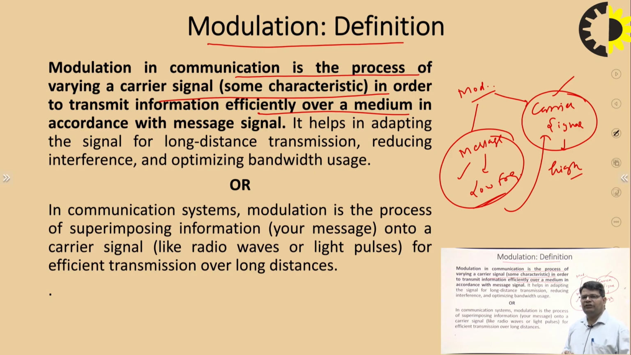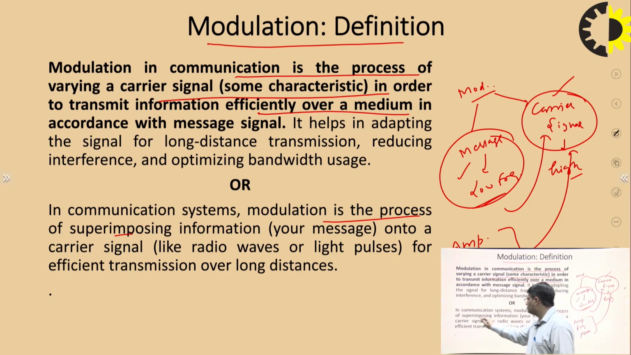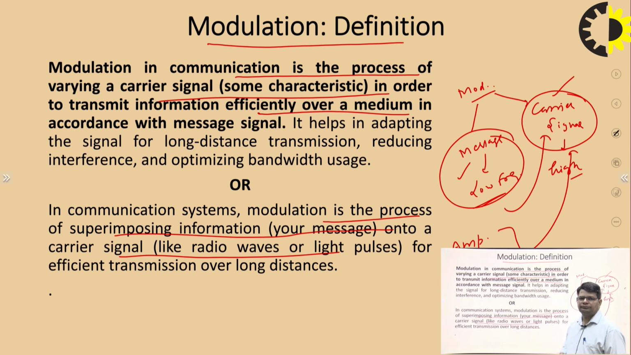So the characteristics of the carrier signal that can be varied, for example, we can vary the amplitude of the carrier signal, we can vary the frequency of the carrier signal, we can vary the phase of the carrier signal. So these are the characteristics of the carrier signal which are modified or varied according to the instantaneous value of the message signal. So this process is known as modulation, or we can say that in the modulation process basically we superimpose the information onto a carrier signal.